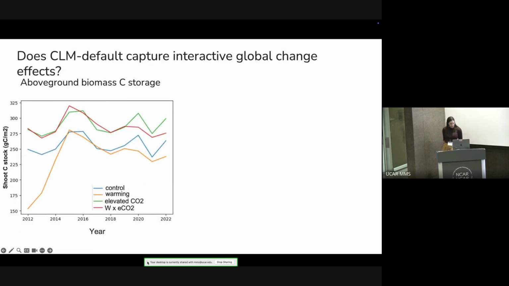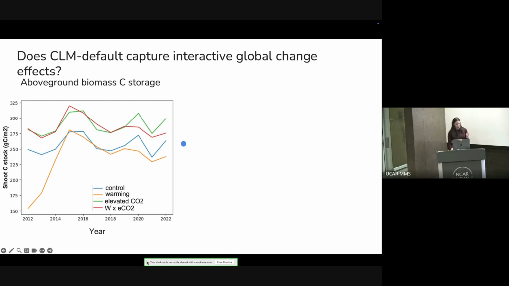Okay, so we run those, and I'm going to show you a series of plots like this, with various carbon pools on the y-axis and the time of the experiment on the x-axis. There's a lot of things we could look at. I'm going to show you observed results too and compare them, but what I want to focus on is the interactions. The blue lines will be the control. The orange is warming, green is elevated CO2, and red is the interaction.